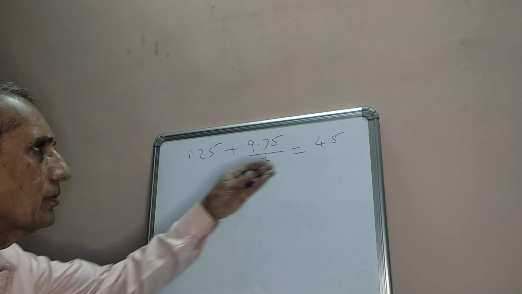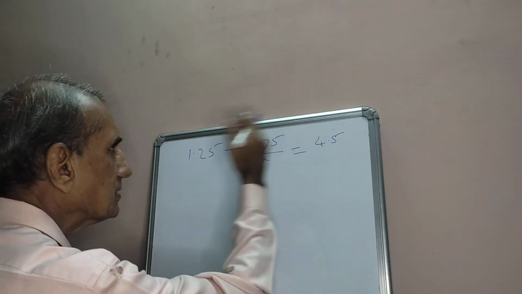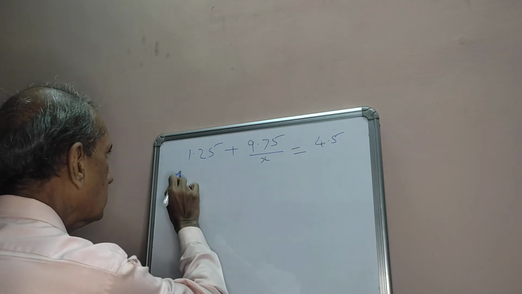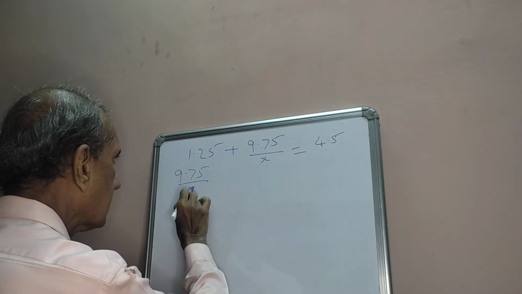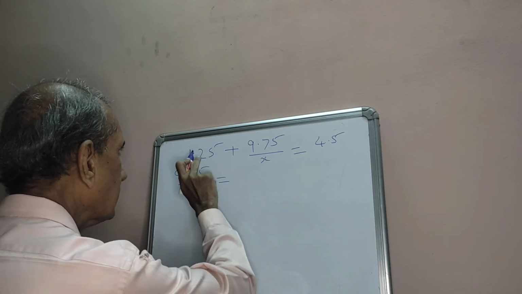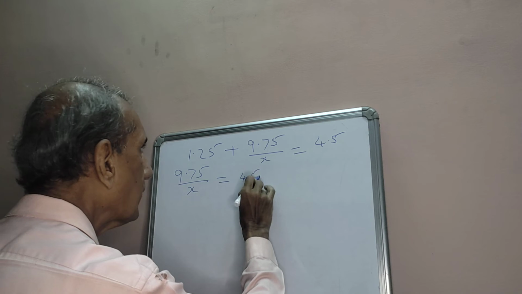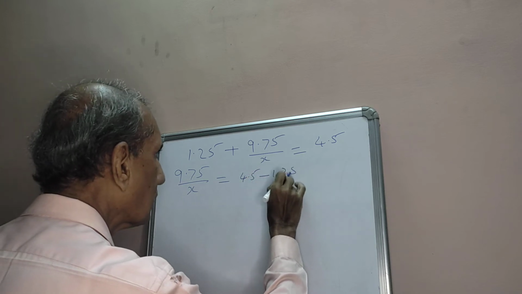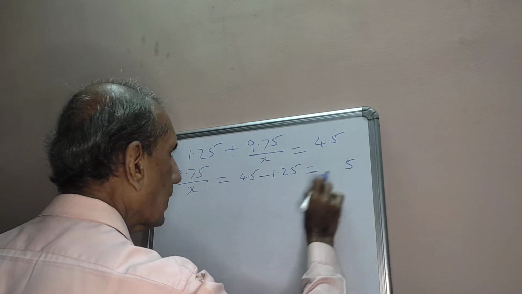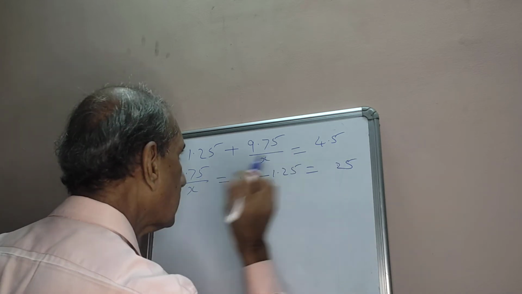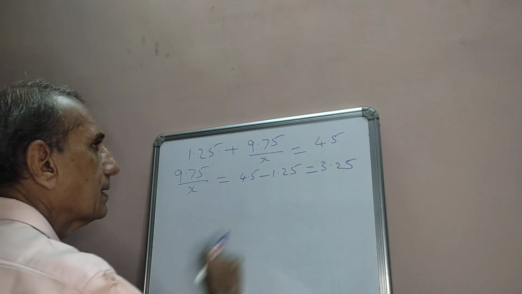Now, how do you solve this? This is very easy. X to the one side, transpose this to that side. What do you get? The sign changes when this goes from here to that side, okay? You get 4.5 minus 1.25. That would give you what? 3.25.